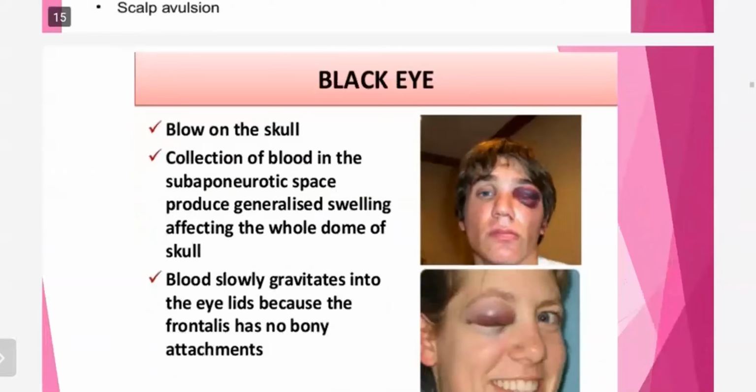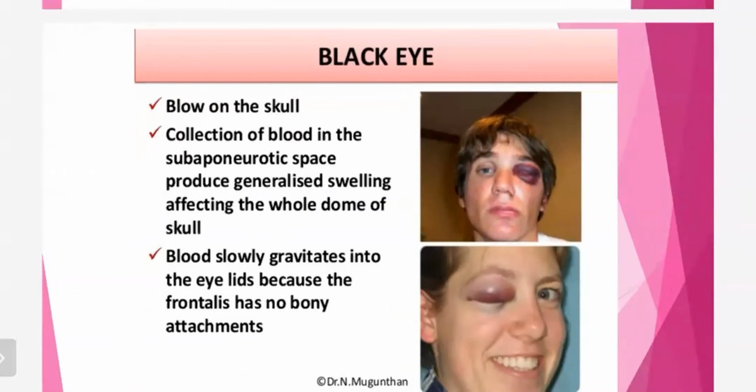So this is the one which commonly presents in the OPD, that is black eye. Black eye mainly occurs with a blow to the skull and a collection of blood in the upper areolar space, producing generalized swelling affecting the whole dome of the skull. So blood slowly gravitates into the eyelids because the frontalis has no bony attachments. So it is essential to know that if there is a scalp injury due to a fall or some other injury, then the collection of blood will not happen in the scalp. The blood will collect around the eyelids or in the upper eyelid, and it is termed a black eye or raccoon eye.